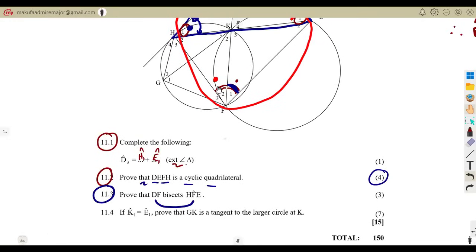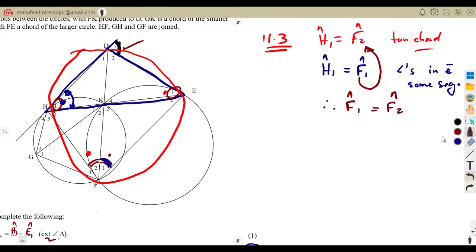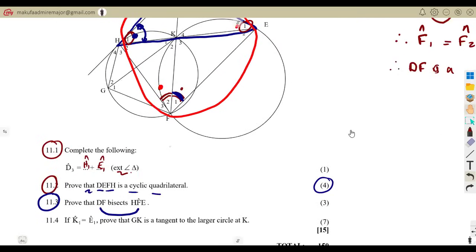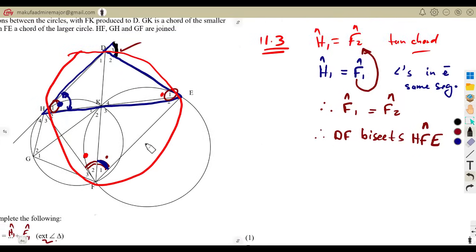If these F1 and F2 are equal, it means DF is a bisector. So therefore, DF bisects angle HFE. To bisect an angle, the two angles must be divided into two. They must be equal. They're being subdivided into two equal parts.